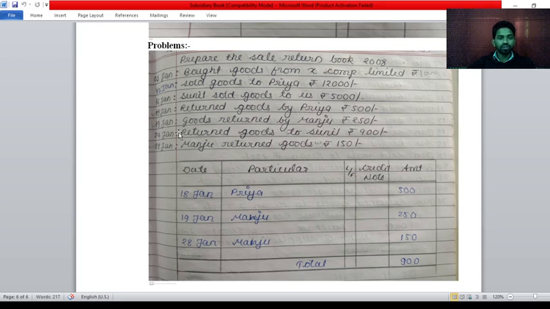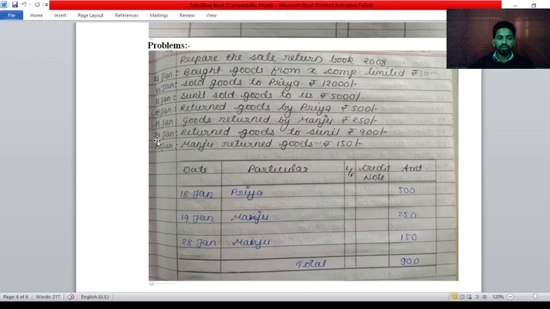Next, on 19th January, goods returned by Manju. It means that first goods were sold to Manju, and out of that Manju again returned goods to the business. So on 19th January, Manju's account, it is 250 rupees.